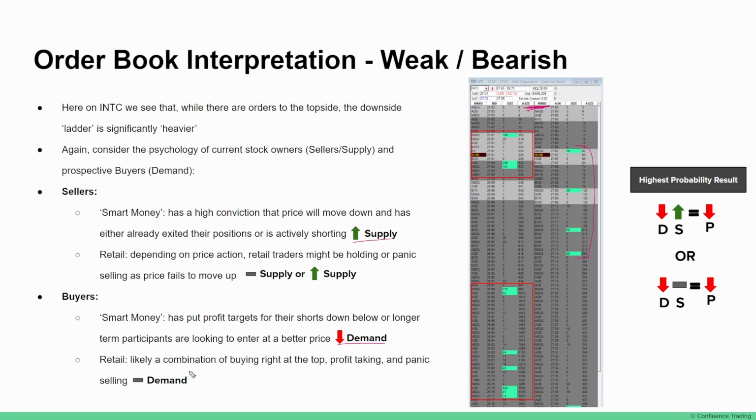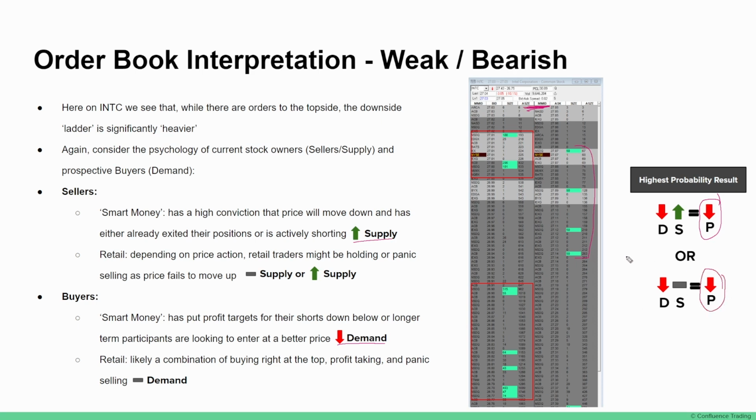The retail side is likely blind to a lot of what's going on here, and so it's probably a combination of buying right at the very top, which retail traders are great at doing, profit taking if they were in a position, or potentially even panic selling. The result of all of those, we're just going to say, is kind of flat, a wash in terms of demand. So the highest probability result, therefore, is that we get a decrease in demand, an increase in supply, and therefore price drops. Or demand goes down while supply remains steady, once again resulting in a price drop.